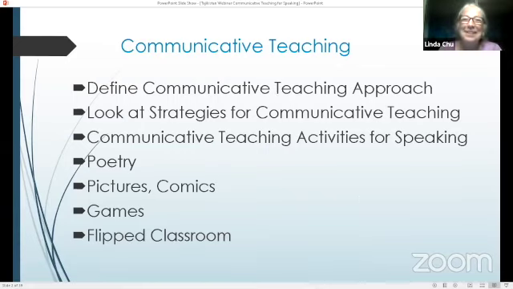Okay, so communicative teaching, we're going to look first of all at what is communicative teaching, what is the approach with this, because communicative teaching is a big topic and it means many things to many people. So how are we going to define it in this context? And then from there, we'll look at how does the approach translate into strategies for your teaching? And from there, the next step is how do those strategies translate into teaching activities of what you can do in your classroom. And then we'll look at some specific activities that you might try. We'll look at poetry, pictures, comics, games, and then finally at the end, I would like to talk just a little bit about the flipped classroom, and we'll describe all of this.